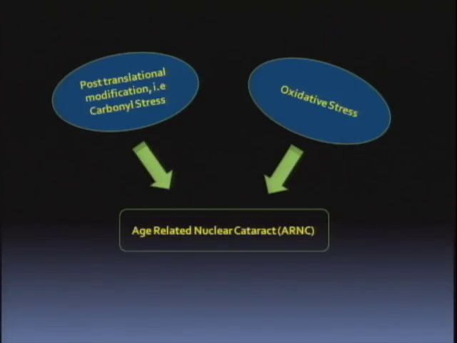So our laboratory, from many years of research on the chemistry behind those post-translational modifications, now also starts to focus on oxidant stress. We intend to create an animal model to recapitulate this cataract formation. So why do we need to do this research on cataract anyway?